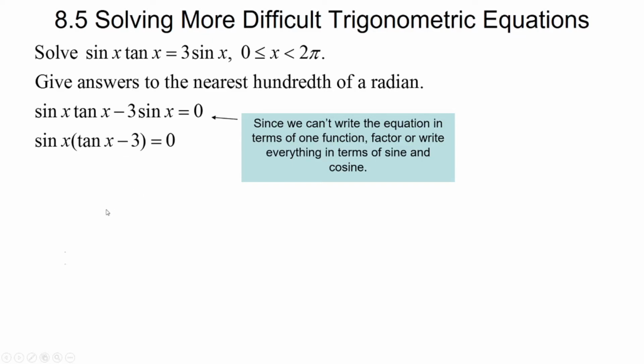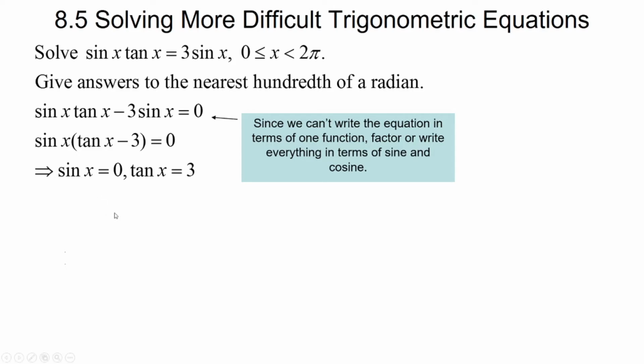And now again, by the zero product property of algebra, sine of x would either have to equal 0 or tangent of x, well, what number minus 3 is 0? Tangent of x could equal 3. Okay, so I've solved for my trig functions. Now let's solve for our angles x.